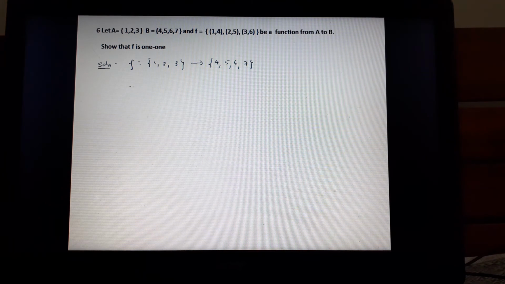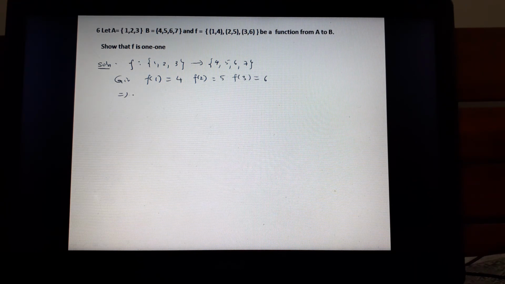It is very simple. There is nothing to prove actually. 1 is going to 4, 2 is going to 5, 3 is going to 6. But anyway, we shall prove it like this. Solution. f is from A = {1, 2, 3} to B = {4, 5, 6, 7}. What is given is f of 1: f = {(1, 4)} means f of 1 is 4, f of 2 is 5 and f of 3 is 6.